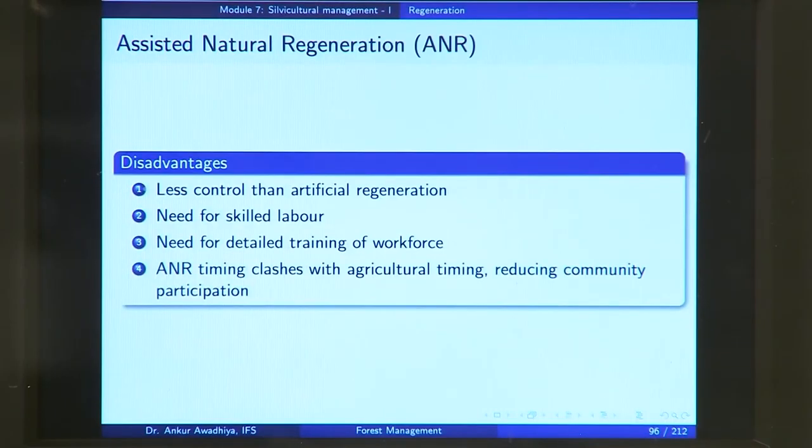Then let us have a look at the disadvantages. There is less control than artificial regeneration. So, the highest level of control is with artificial regeneration. Here your level of control is lesser.